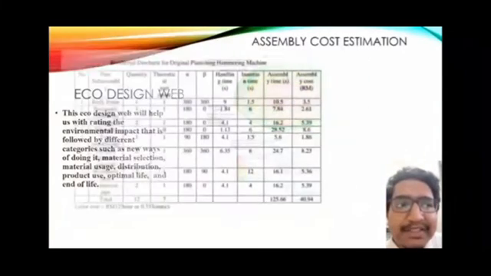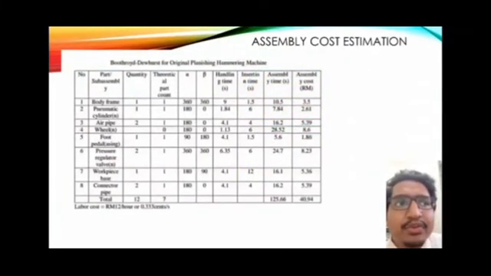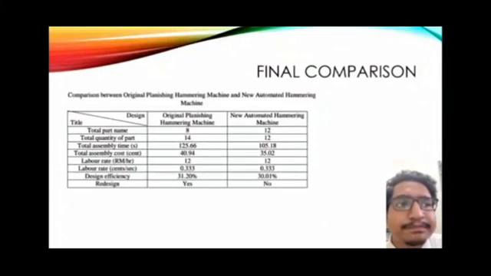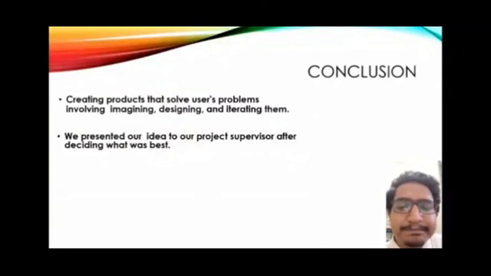Now we go for assembly cost estimation using a Boothroyd worksheet for both old and new designs. This shows the old product, while this is the worksheet for the new product. Finally, we do a comparison of both products. Make note that the labor rate for both old and new products is the same, which is 12 ringgit per hour. And the design efficiency has increased by 1%. The old product has a redesign while the new product didn't go through a redesign.